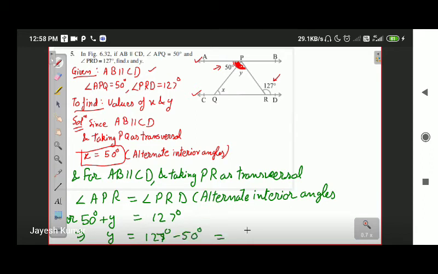So your final answer is 77. Sorry, not 170, the value of y is going to be 77. Simple. We subtracted 50 from 127, it is 77. So this is your final answer.